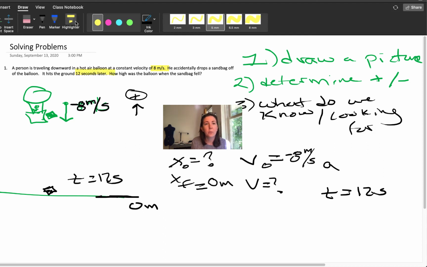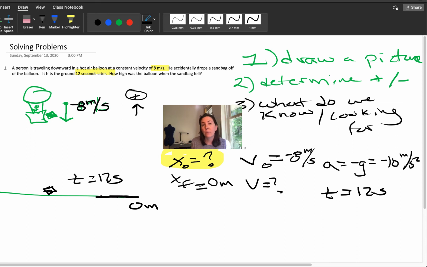How high was the balloon? So what are we looking for? We're looking for the initial position. How high? That's what we're looking for. All right, and the last thing is what's the acceleration of this object? Well, it's going to be the acceleration due to gravity, which is the opposite of the gravitational field strength, which is negative 10 meters per second squared.